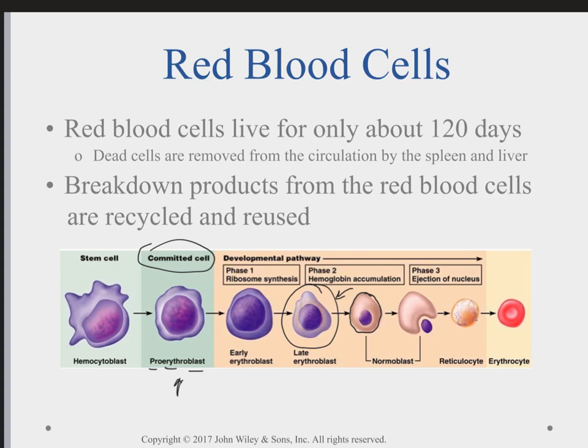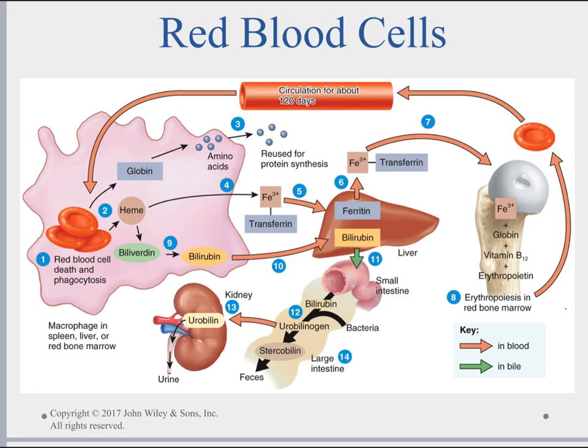And around day 7, we get phase 3, which is the ejection of the nucleus. Ejecting that nucleus, it now becomes a reticulocyte. Now this is where it's going to be housed in the bone marrow for a couple days or kicked into circulation. Now day 10, so we're at 10 days, we are in circulation fully matured as an erythrocyte. Recall that our red blood cell sits in circulation for 120 days.